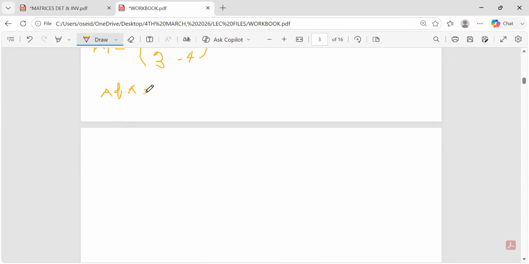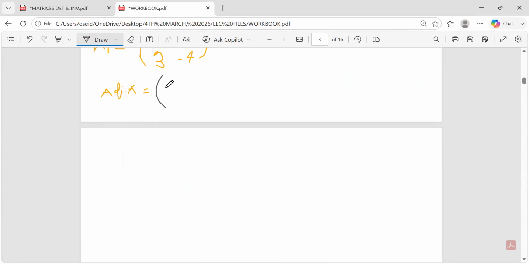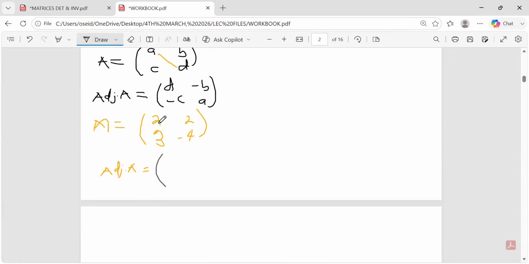Adjoint A should be equal to what? The leading diagonals have 2 and negative 4, so we interchange their positions. We are going to get negative 4 and 2. Then the next thing is we negate the other diagonal, so we are going to get negative 2 and negative 3. As simple as that. If you have any question, you drop it into the comment section.